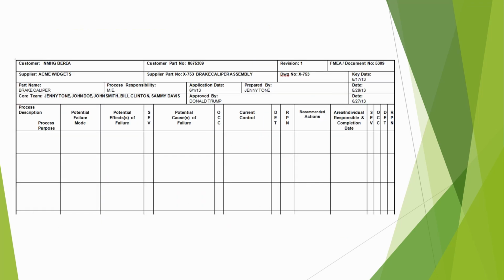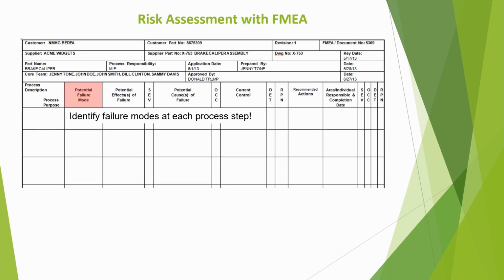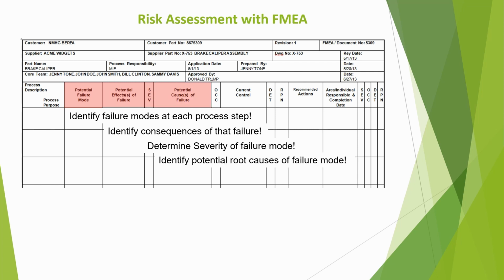This is an FMEA sheet. In this sheet, we can see the first column represents the process description. The second column represents failure modes at each process step. The third column represents consequences of each identified failure mode on the process. In the fourth column, assign severity ratings to each failure mode based on the severity of its potential effects. In the fifth column, the root causes behind each failure mode are identified.